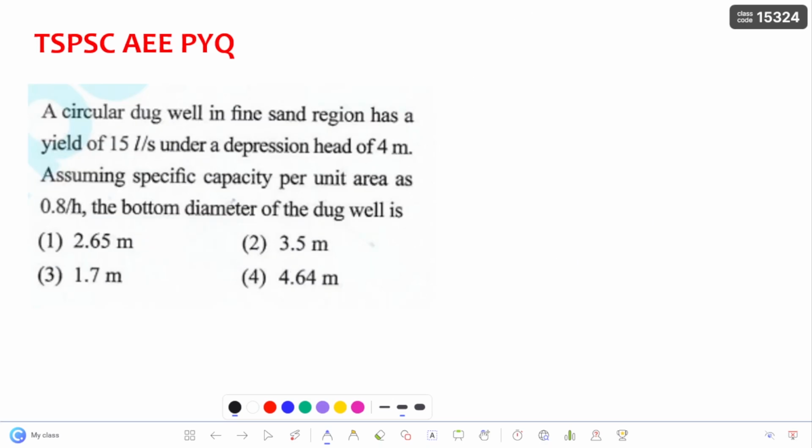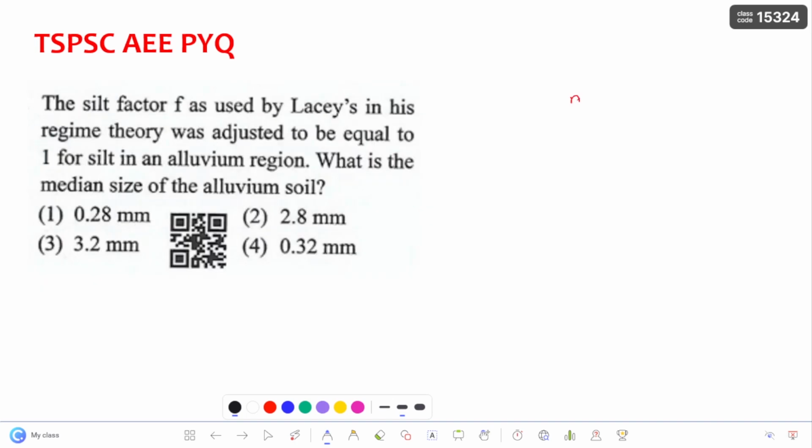Next, coming to the next question. The circular dug well in fine sand region has a yield of 15 liter per second. It is given as yield, that is nothing but discharge, 15 liters per second. Let us convert it into meter cube per second. It is nothing but 15 into 10 to the power minus 3 meter cube per second, under a depression head of 4 meters. So head is given as 4 meters.